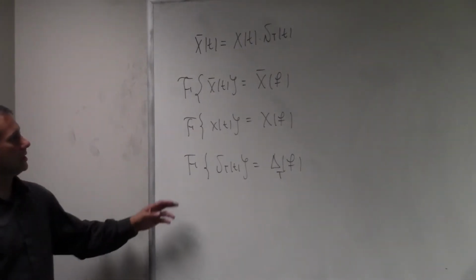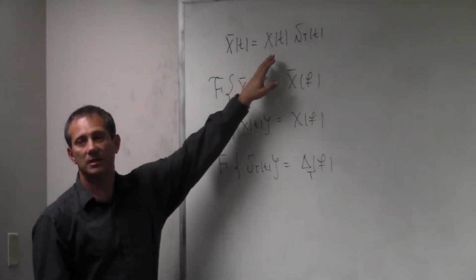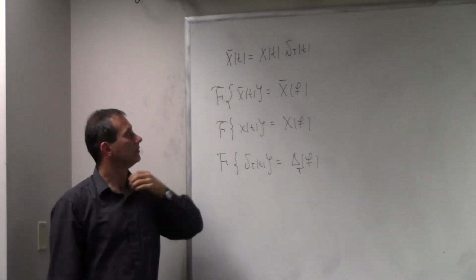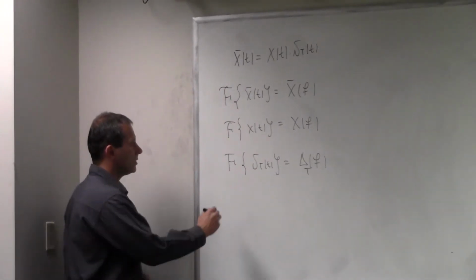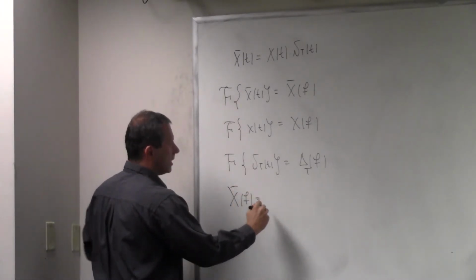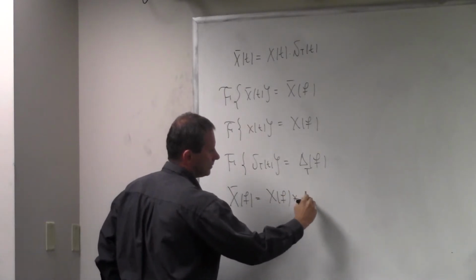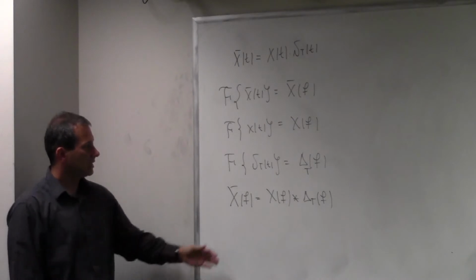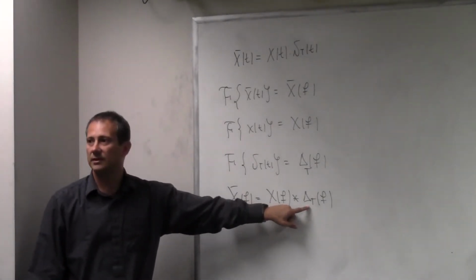What does the frequency convolution property say? If I have a multiplication in the time domain, then the spectrum of the signal is the convolution in the frequency domain. So in other words, it would have to be X of f convolved with delta T of f. Okay, so that's what we know. Now the question is, how do I determine delta T of f?